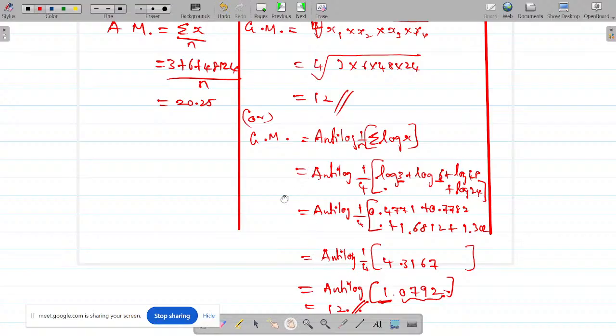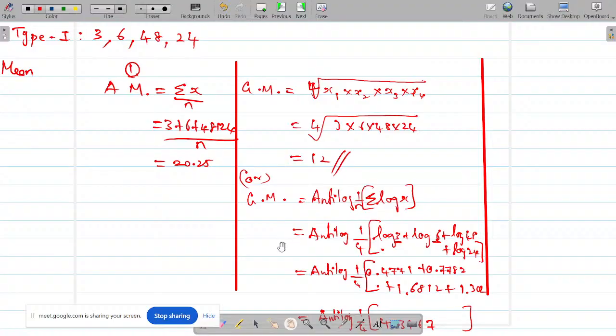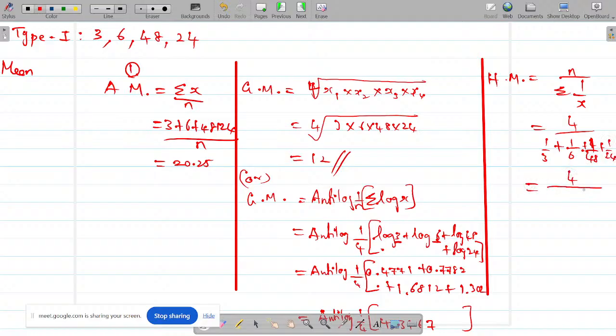Shall I go for harmonic mean? What's the formula for harmonic mean? N by summation 1 by x. So what is n? 4. What is summation 1 by x? 1 by 3 plus 1 by 6 plus 1 by 48 plus 1 by 24. So 4 divided by this value. Can I get the value? Or you get me the final decimal value.